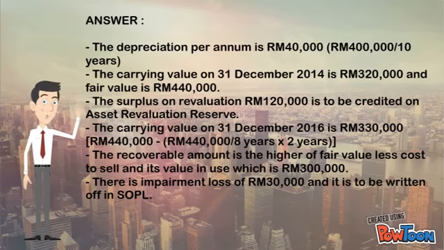Carrying value on 31st December 2016 is 330,000, which is 440,000 minus 440,000 divided by 8 years times 2 years. The recoverable amount is the higher of fair value less cost to sell and its value in use, which is 300,000. There is impairment loss of 30,000 and it is to be written off in SOPL.